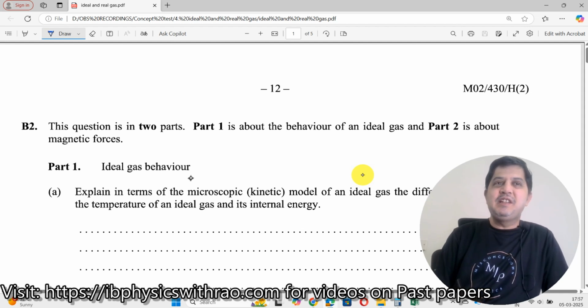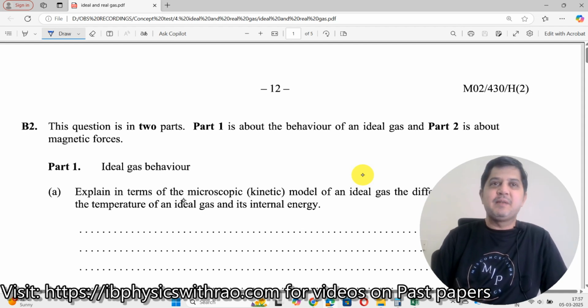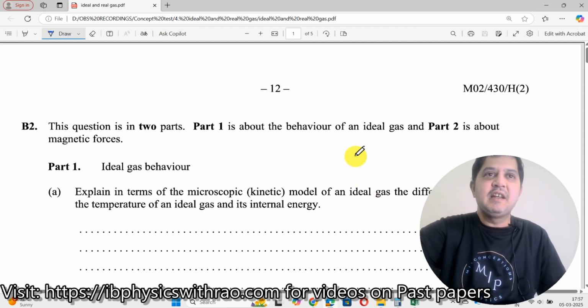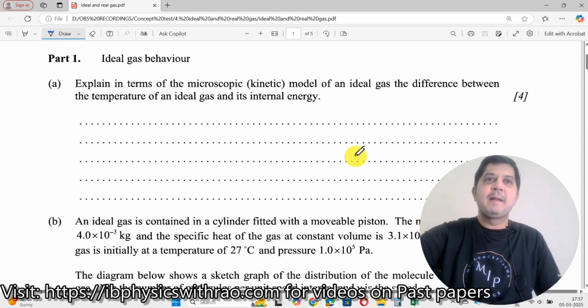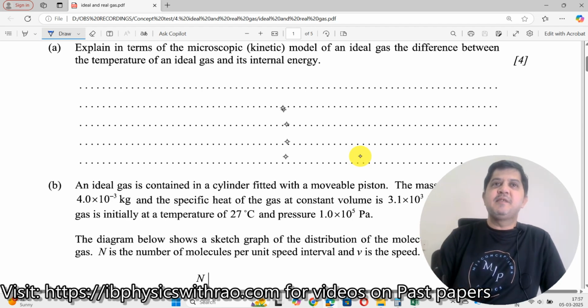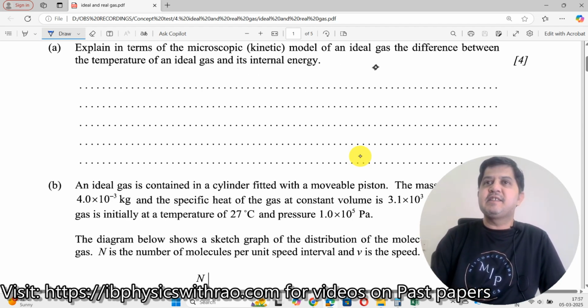Okay, so this first question has been taken from the 2002 IBDP HL paper. Okay, let us start with this. The question is in two parts. The first question is on ideal gas behavior: explain, in terms of the microscopic model of an ideal gas, the difference between the temperature of an ideal gas and its internal energy. This is for 4 marks. The expectation is at least 4 points.